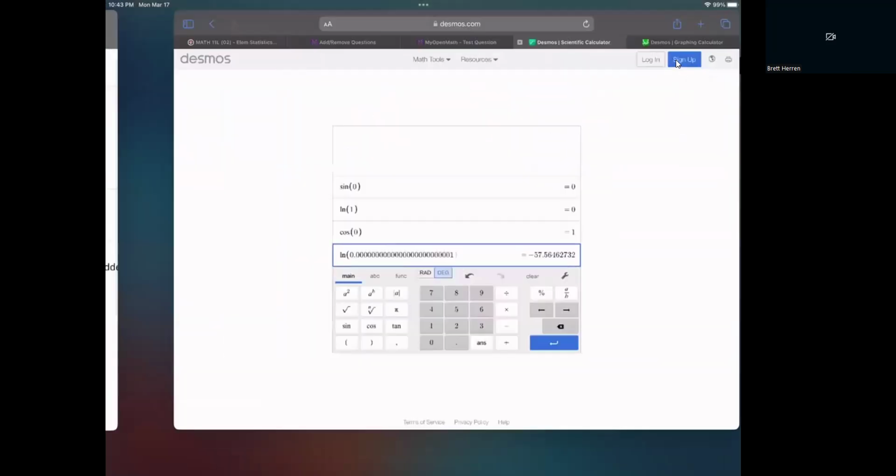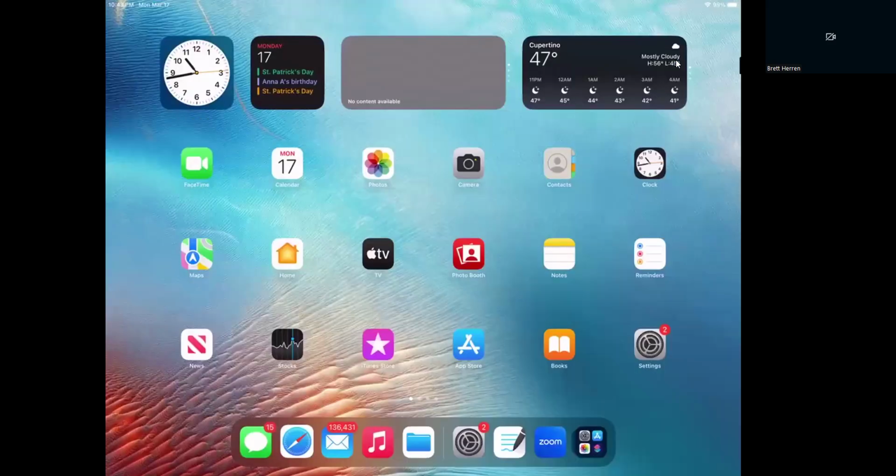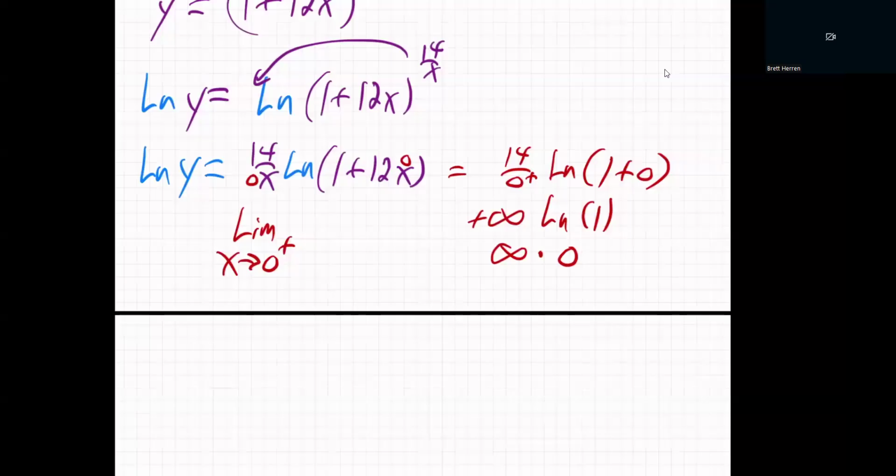You can show you in Desmos here. Well, you can see it up there. See how ln 1 is 0? It's part of another problem, but there it is. So ln 1 is 0. So this is infinity times 0. Now what's that? It's infinity times 0.